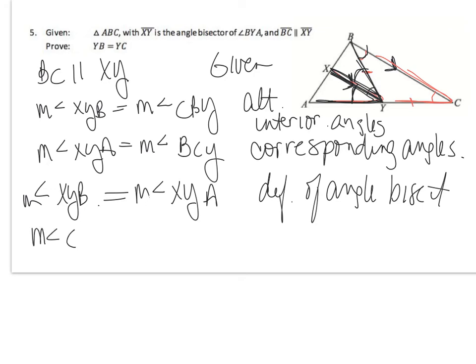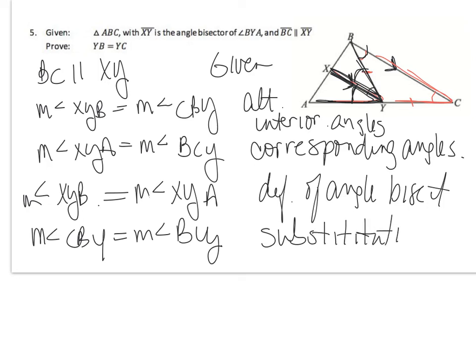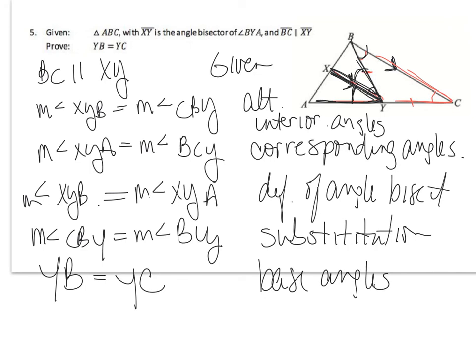Now the measure of angle CBY is equal to the measure of angle BCY because of substitution, because we have some equal angles there. And now we can say YB equals YC because the base angles are congruent, so the triangle is isosceles.